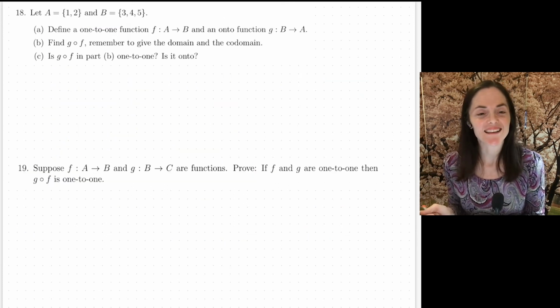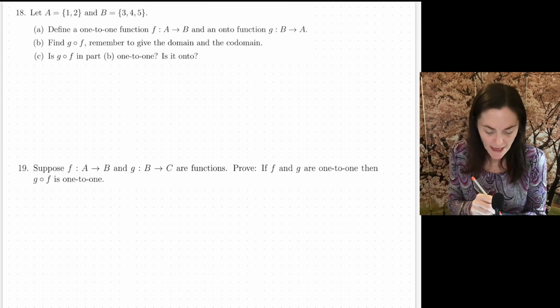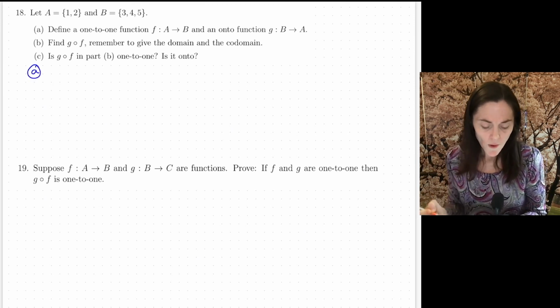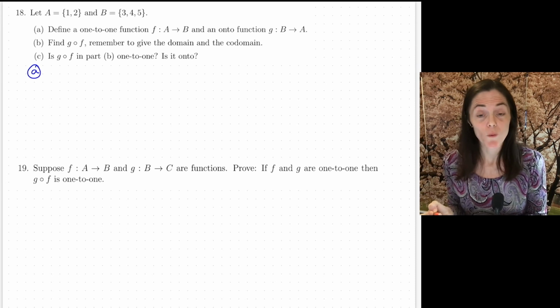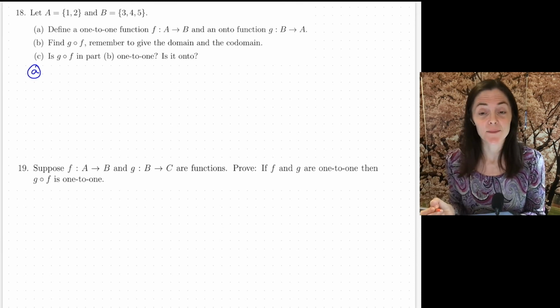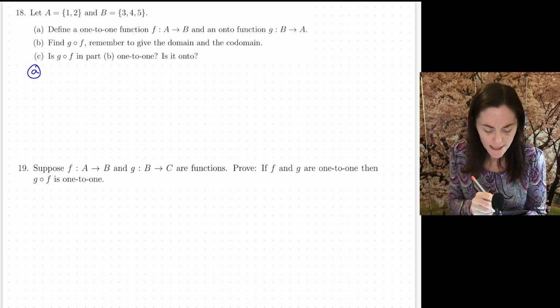Number 18. Okay, part A. Well, we're given sets A and B. We want two functions. One is a 1 to 1 function from A to B, and one is an onto function from B to A. I will list these with ordered pairs.